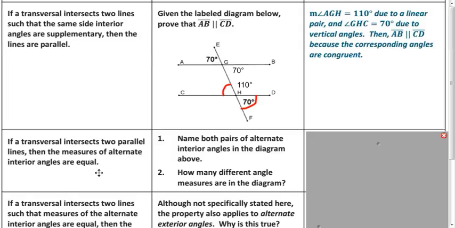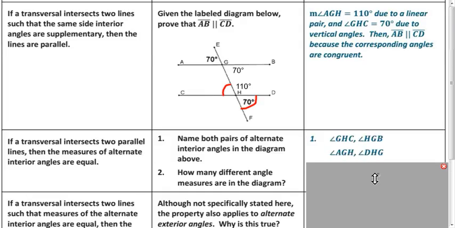Okay, so we know that alternate interior angles are equal in measure. What are the names of the pairs of alternate interior angles? How many different angle measures do we have in this diagram? So the alternate interior angles, here are the pairs. How many different measures are there? Well, you know these are both 70. Right, those are vertical. These are both 70 and corresponding. These are both 70 because they're vertical. Or you could say corresponding with the 70. And this is 110.